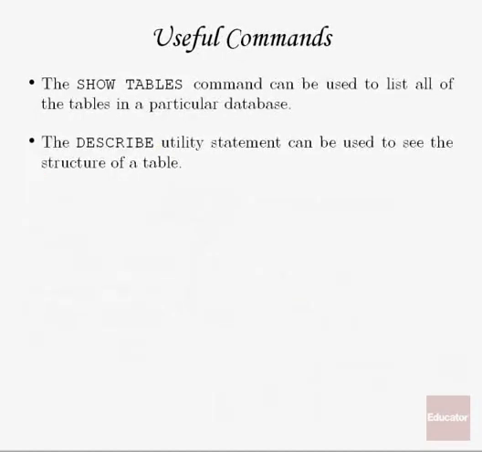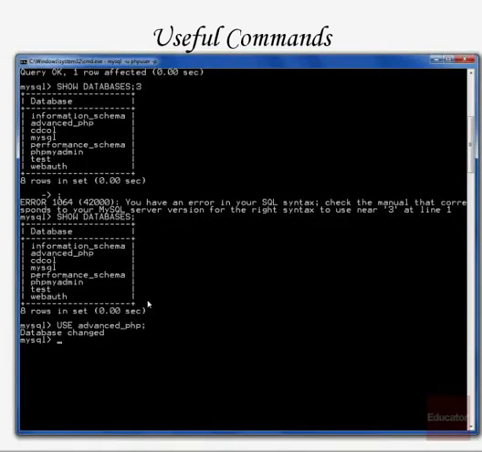So before we go ahead and create that items table, I'm going to tell you about 2 other useful commands. One is called show tables, which after you've selected a database using the use command in a MySQL monitor, you can type show tables, and what that's going to do is allow you to list all of the tables that currently exist in our particular database. So if we go back to our MySQL monitor, we're using the advanced PHP database that we just created, so it shouldn't have any tables in it. So when we type show tables, it's going to say empty set, meaning that there's no tables.